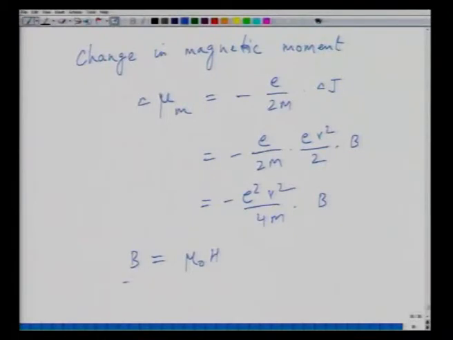Now, replace B to be equal to mu naught H. So, this is from the macroscopic picture that you know. Replace this in our equation. So, what you get is delta mu m equal to minus e square r square mu naught divided by 4m multiplied by H. And this is for the two-dimensional picture that we have taken.